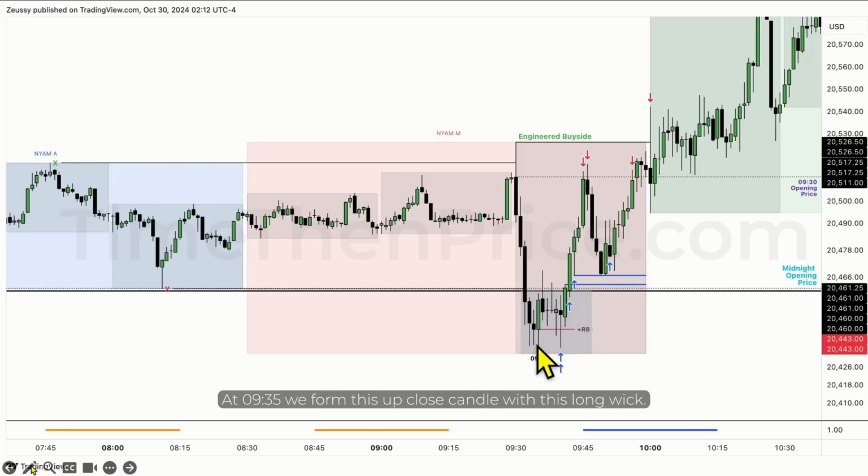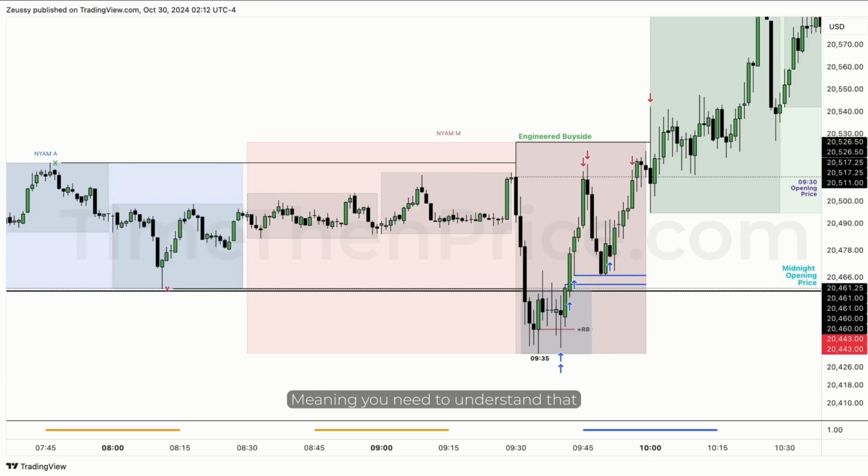At 9:35, we form this down close candle with this long wick. The market trades into this CB right here on the left side of the curve, and we see it reprice lower once more, trading into this up close candle and its respective wick. This wick right here is a bullish rejection block. This right here is the array which forms at the exact reversal points.